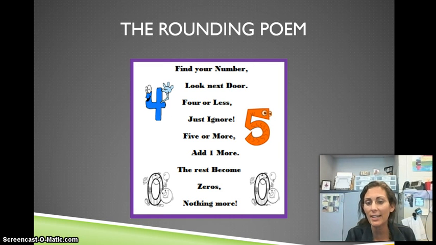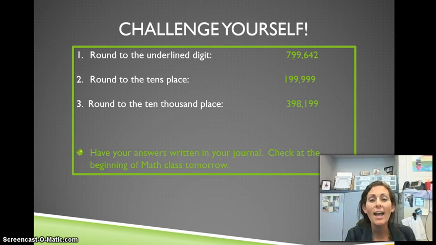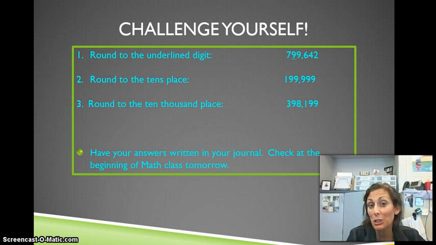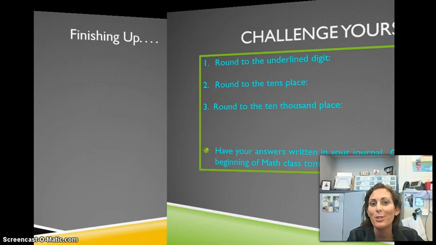There's your rounding poem again. And then now it's time to challenge yourself. So write challenge in your math journal and go ahead and work out number 1, 2, and 3. And when you get back to class, you'll be able to check yourself to see how you did. And then congratulations, you have finished topic 2-2 part 1, rounding whole numbers.